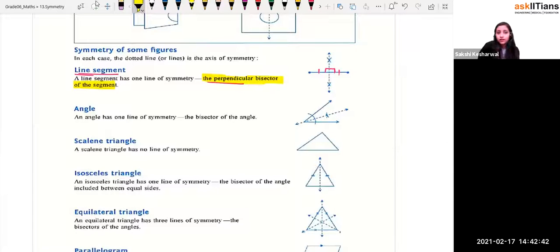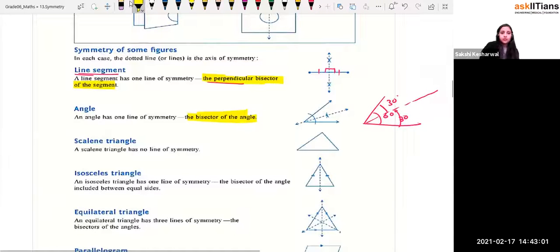What is an angle? An angle has only one line of symmetry, that is the bisector of the angle. It means it is divided into two equal halves, right? So if you have an angle like this, say 60 degrees, what is the line of symmetry? This is the line of symmetry. So this will be 30 degrees and this will be 30 degrees, right? Now, let's talk about the scalene triangle.